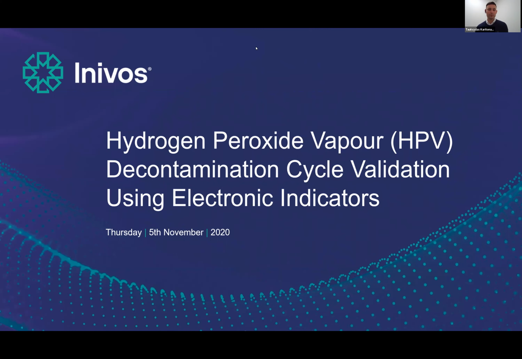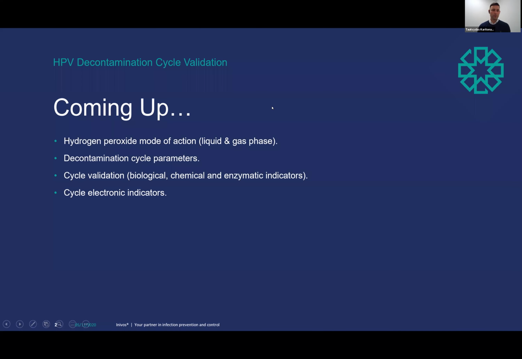And this time we'll be talking about hydrogen peroxide vapor decontamination cycle validation using electronic indicators. And just to go through what's coming up. So we'll discuss hydrogen peroxide mode of action. We'll talk about decontamination cycle parameters. We'll talk about cycle validation using biological, chemical, and enzymatic indicators. And we'll talk about cycle electronic indicators.